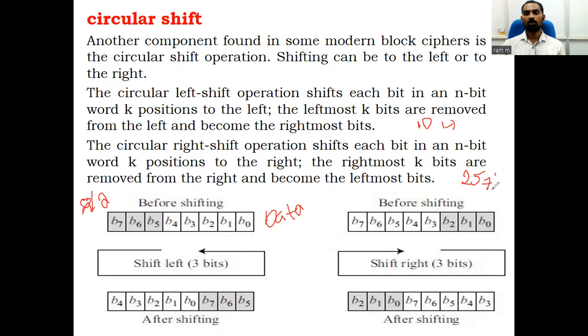So 7 by 2, I'm doing 3 shifts. Now the receiver will understand that the data he received has had a shift right operation by 3 bits applied. At the receiver side, he will do shift left by 3 bits, then simply he'll get the plain text.